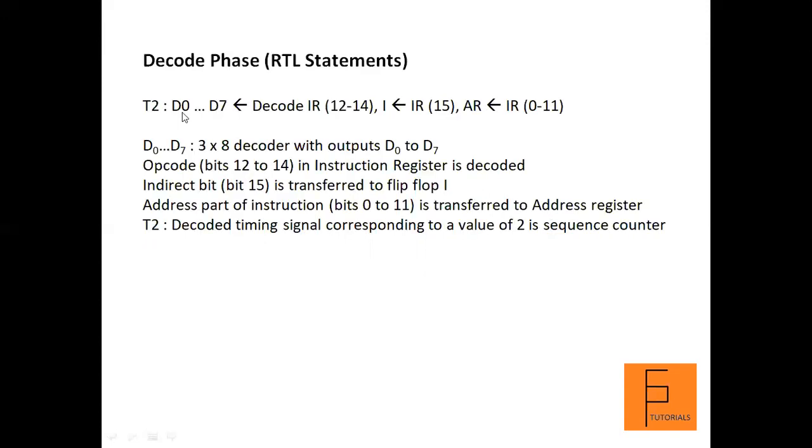Each of these numbers that you see, D0 to D7, represents the outputs of the decoder. So in order to decode the opcode, you will obviously be using a decoder circuit. Now, how many bits are there in the opcode? There are 3 bits in the opcode. So in order to decode the opcode, you will be using a 3x8 decoder.